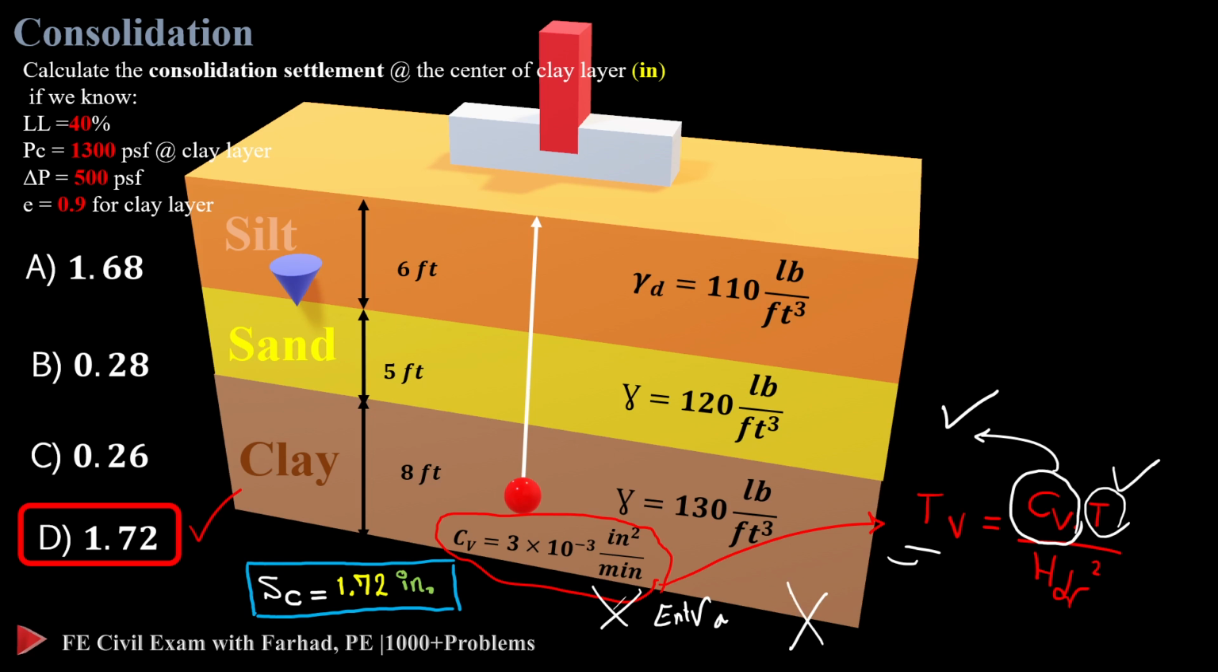Many times in multiple choice questions, they throw in some random equation related to that chapter to see if somebody mistakenly uses the wrong coefficient, like CC or CS. That's why you have to be very careful with the equation. Thank you. We'll solve more problems in soil consolidation.